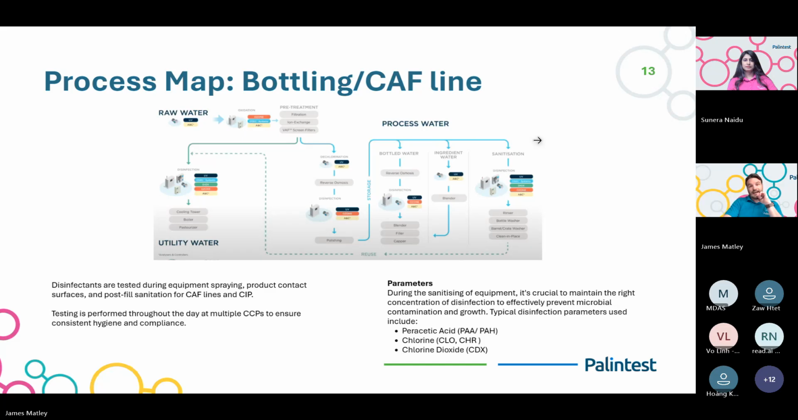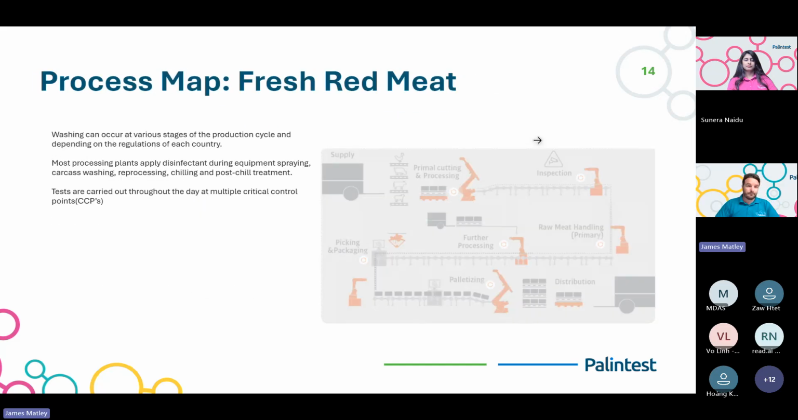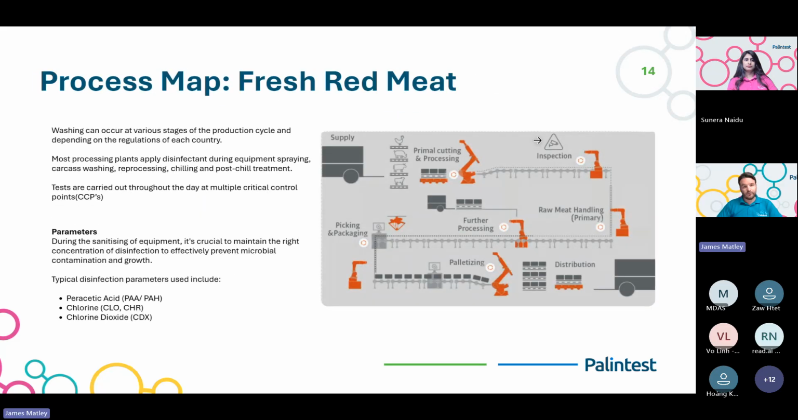So we lastly move into fresh red meat. So this is quite similar to poultry. And again, it's just understanding critical control points within this process. So you need to understand where these are. These are defined by the customer or regulation, and they do vary from site to site, as we've learned during our experience with Chemio into this market. And key parameters here again, chlorine, peracetic acid, and chlorine dioxide.